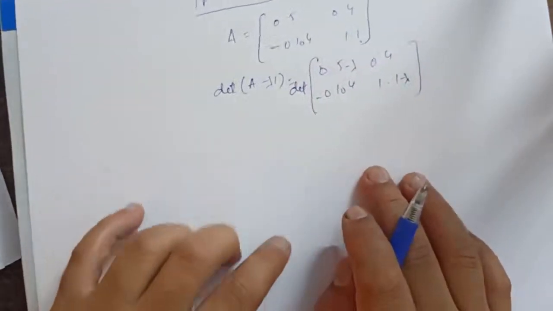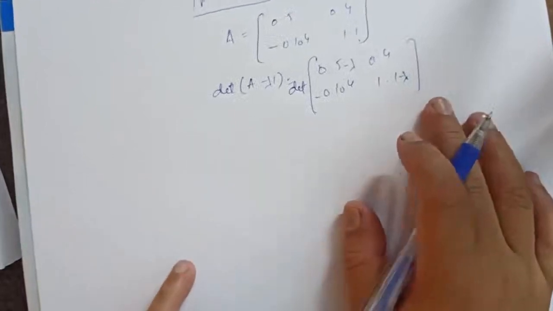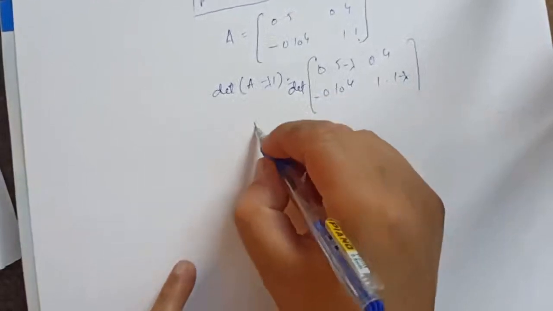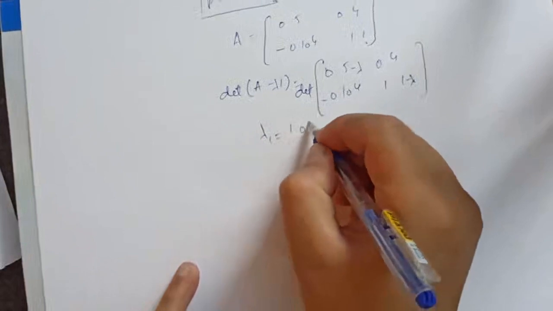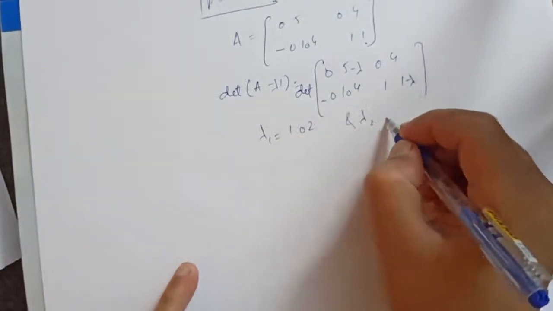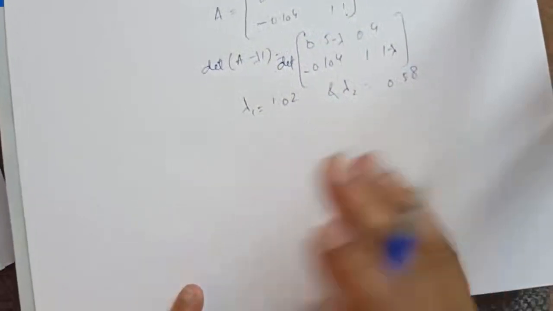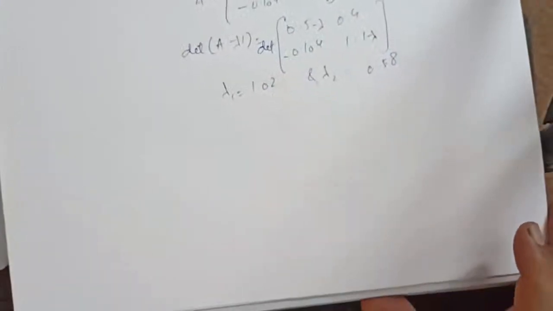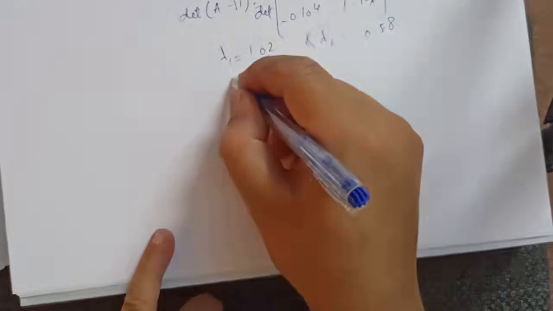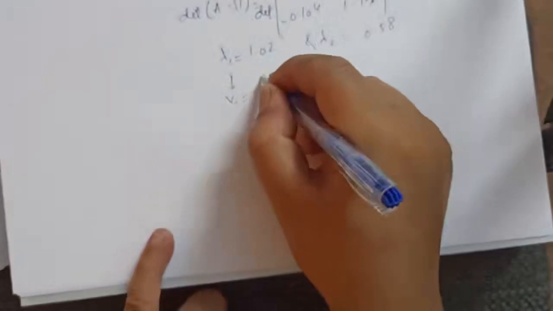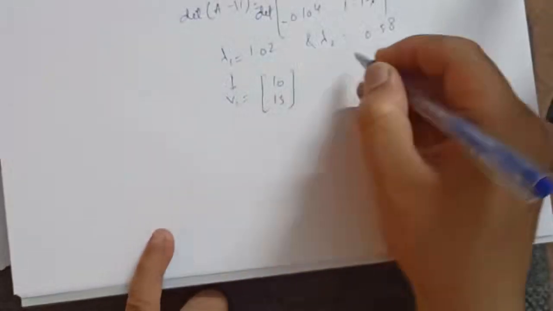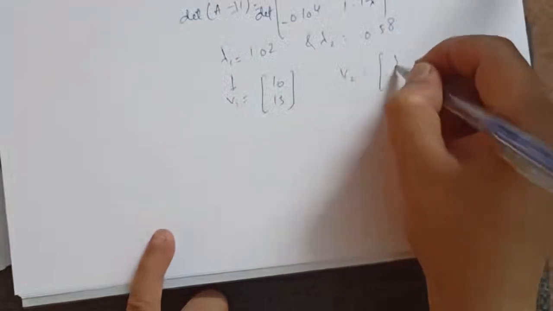Now when you do that and find the corresponding eigenvalues, you have lambda 1 equal to 1.02 and lambda 2 equal to 0.58. Then you can plug in those values, as we have done in our previous lectures, and calculate the corresponding eigenvector v1 as (10, 13) and v2 as (5, 1).